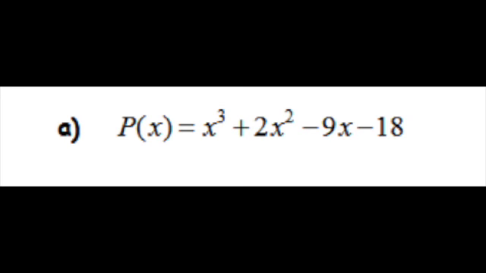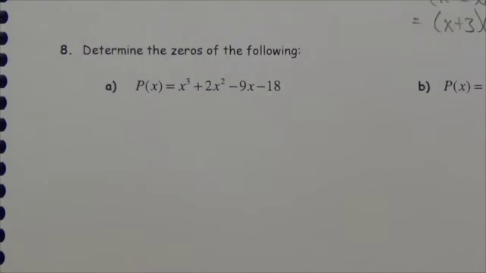x cubed plus 2x squared minus 9x minus 18. Okay, so now the process of determining the zeros of a function is really just taking it one step beyond factoring. That's all it is. As soon as you've got it all factored, what we're going to do is set it equal to 0 and identify what the x-intercepts are, if you want to think of it like that.